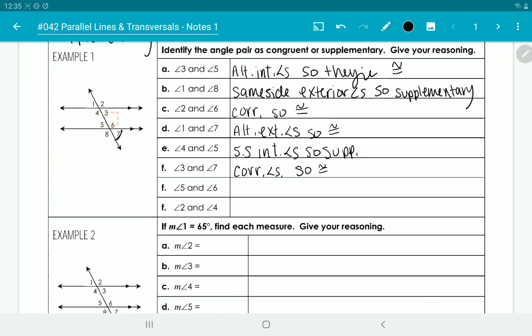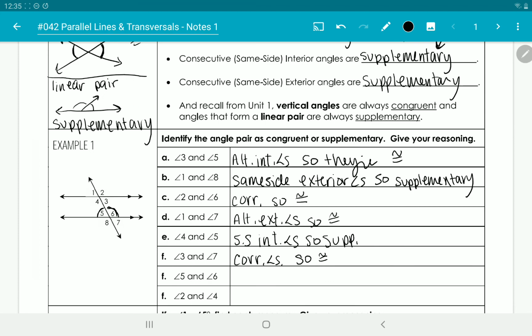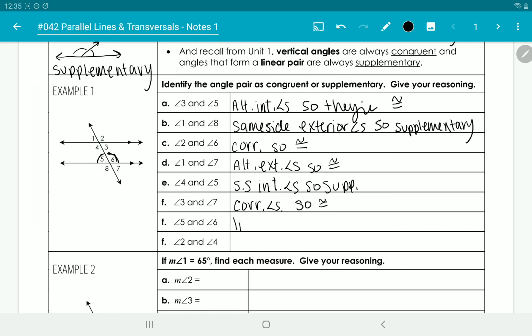5 and 6. Okay. So these actually make up a linear pair, because if you look, they make up this straight angle, and they look just like that. So since they are a linear pair, they're supplementary, because they make up this straight 180-degree angle.